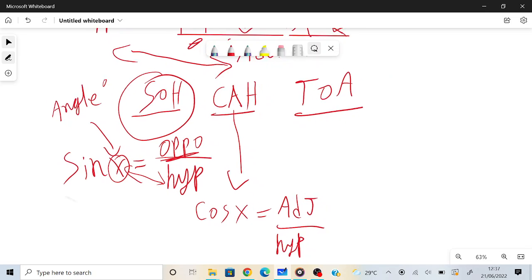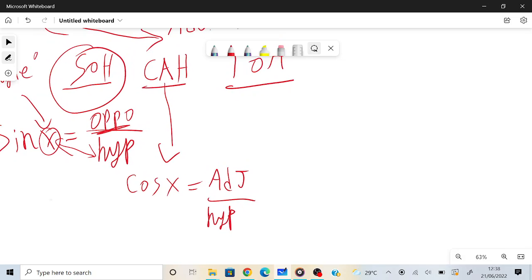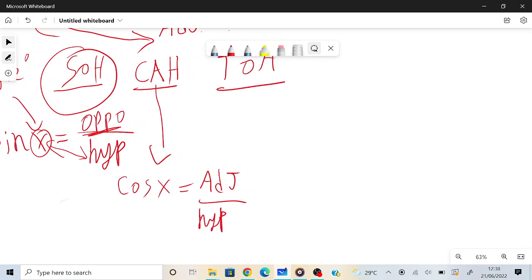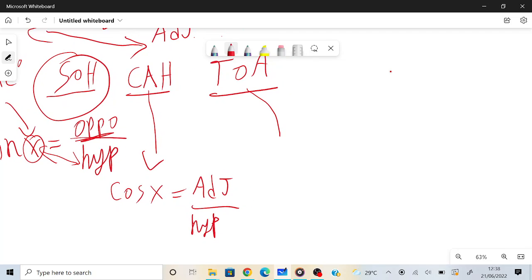Again, x is the angle in this scenario, and similarly depends on what you're finding. Then lastly, we have TOA. This is basically tan x equals the opposite over adjacent.